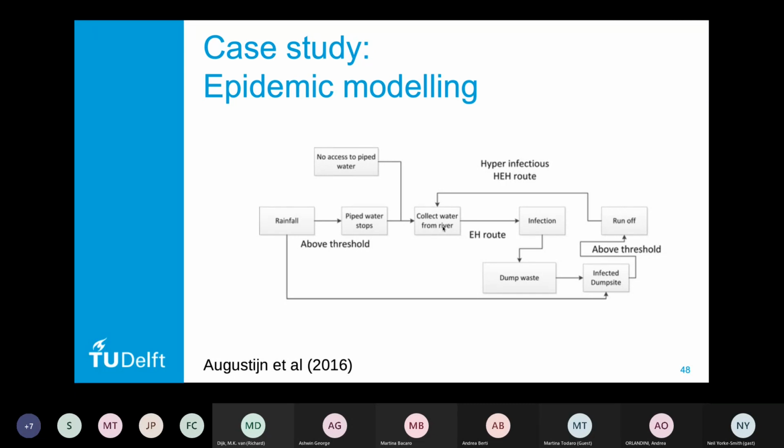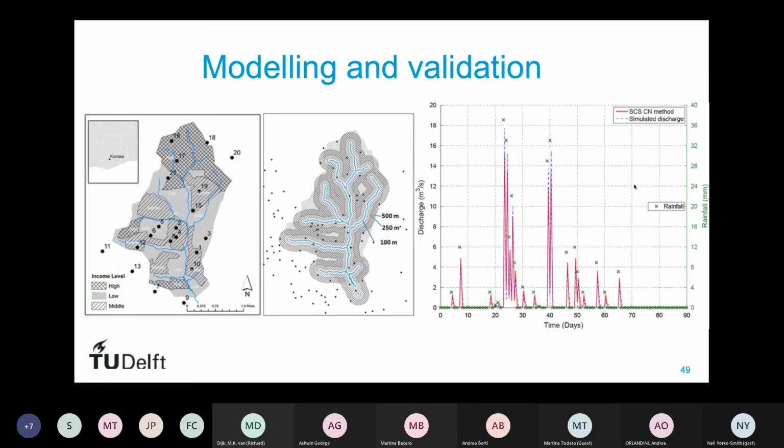Why agent-based modeling? Well, it's people who collect water from the river, it's people who get infected, and it's people who dump waste. So there are decisions being made by people, and then of course there are the interactions. Here's what it looks like. It's a geospatial model. The blue is the water. You can see the catchment of the water level here, and you can see shaded different income levels. Some groups are more affluent, some are less affluent.